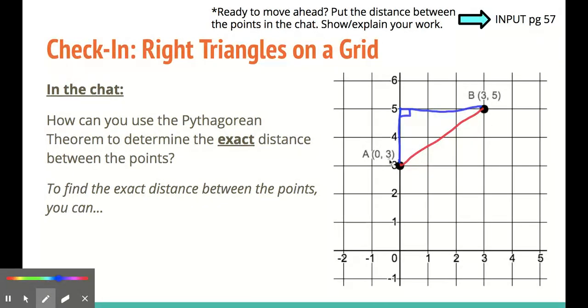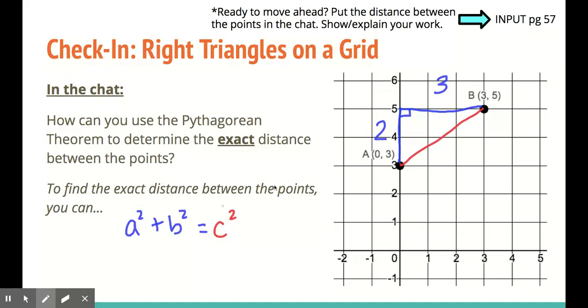I can use my grid to say, well, this side, this leg is 2 units. This leg is 3 units. So now I can use my Pythagorean theorem, a squared plus b squared equals c squared. I know a and b, my two legs, are 2 and 3.